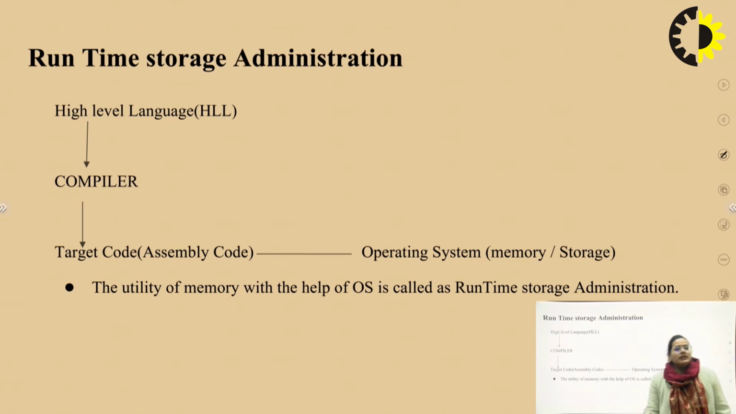Now next is runtime storage administration. In runtime storage administration, we have written a program in a high level language. After that, that program is compiled by the compiler, and then target code, that is assembly code, is generated by the compiler, and it will be stored in the operating system. So the utilization of memory with the help of the OS is called runtime storage administration.